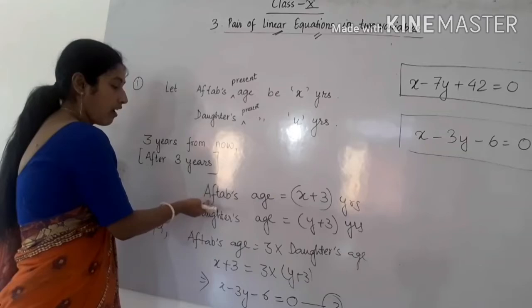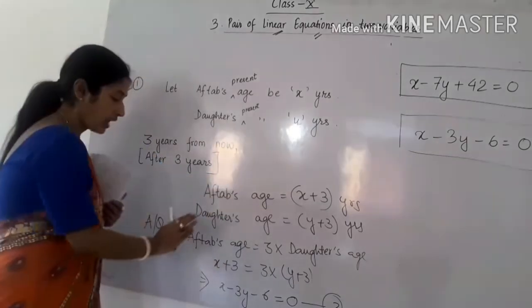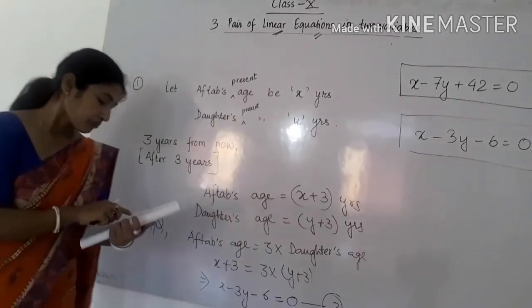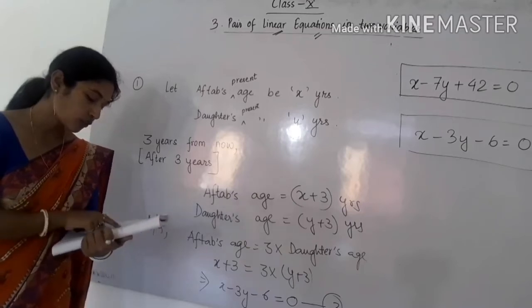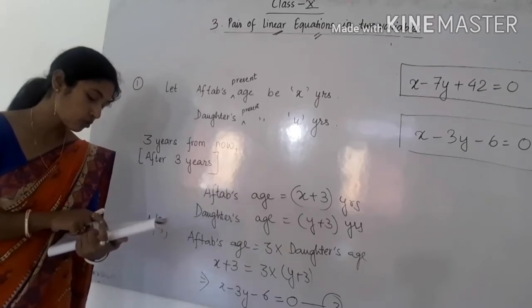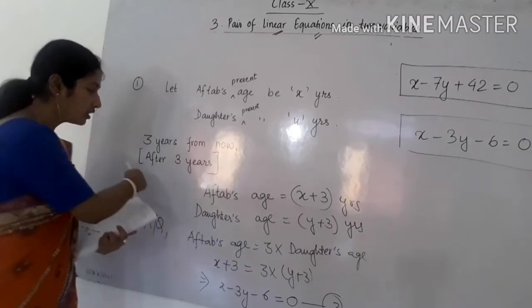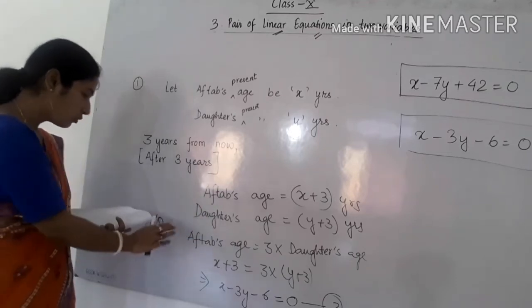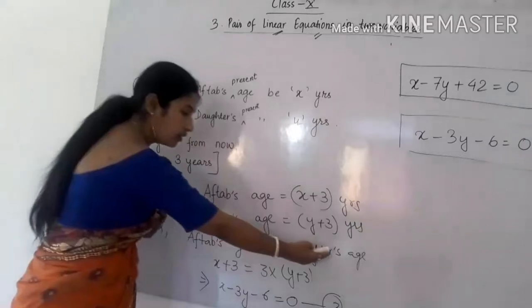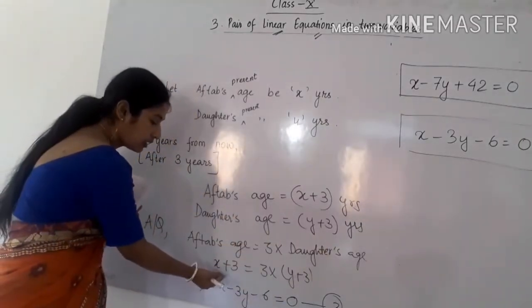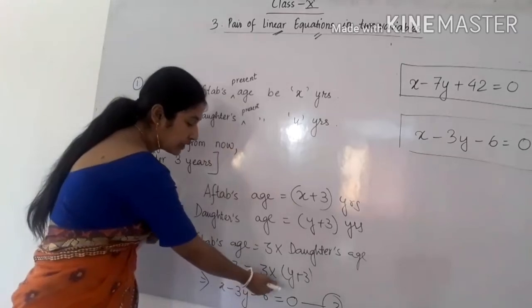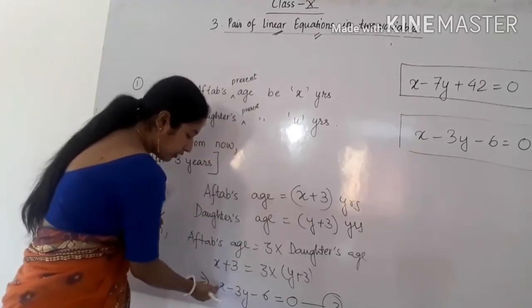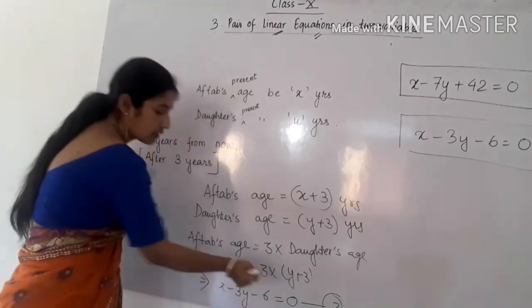So after 3 years, Aftab's age will be X plus 3. And the daughter's age will be Y plus 3. According to the question, it is written, also 3 years from now, I shall be 3 times as old as you will be. That means after 3 years we take the two ages, Aftab's age and the daughter's age, and Aftab's age is 3 times the daughter's age. So X plus 3 is equal to 3 into (Y plus 3). After solving this equation, we finally got X minus 3Y minus 6 is equal to 0.